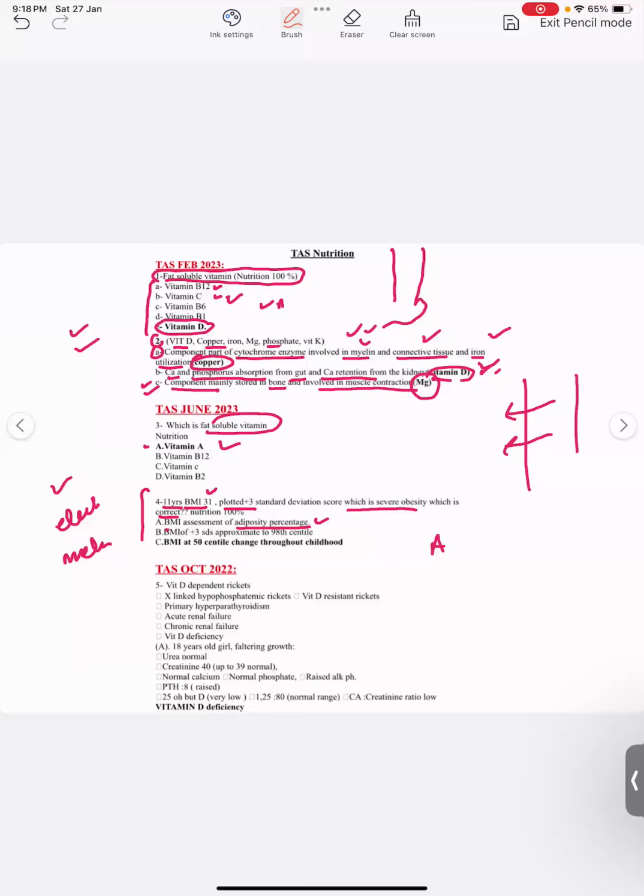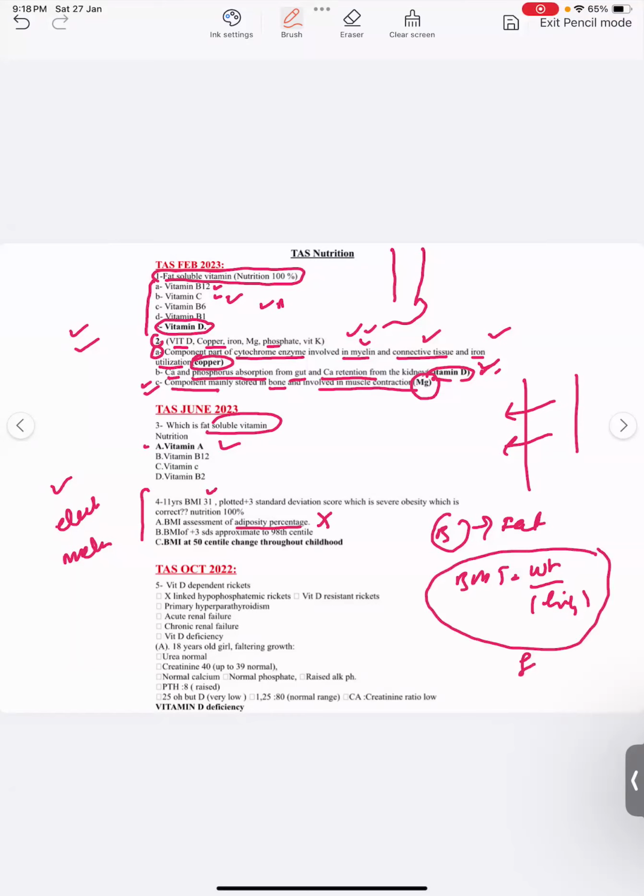Okay. So the next question, I'm talking about question number 4. She's 11 years old, BMI is 31. Which one is correct? I'm asking, is BMI the assessment for the adiposity percentage? Not at all. Overall, it seems like BMI is going to calculate my fat, but it is not. The formula of BMI is your weight divided by height in meters squared, right? So is this going to measure your fat? Not at all.